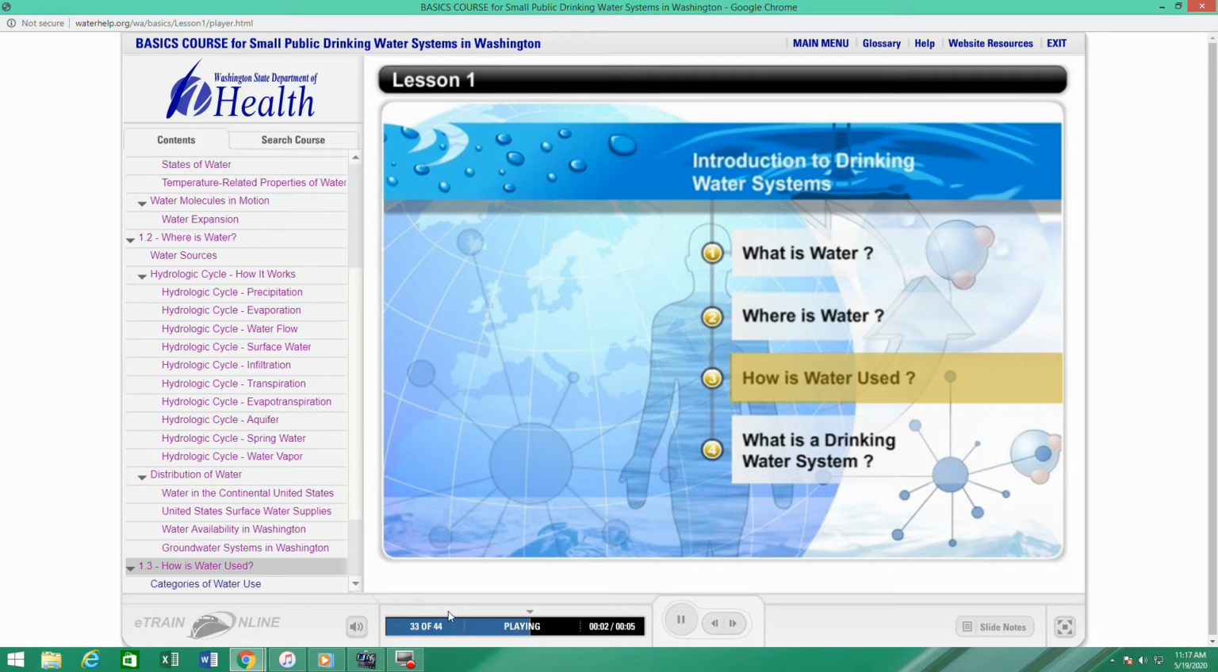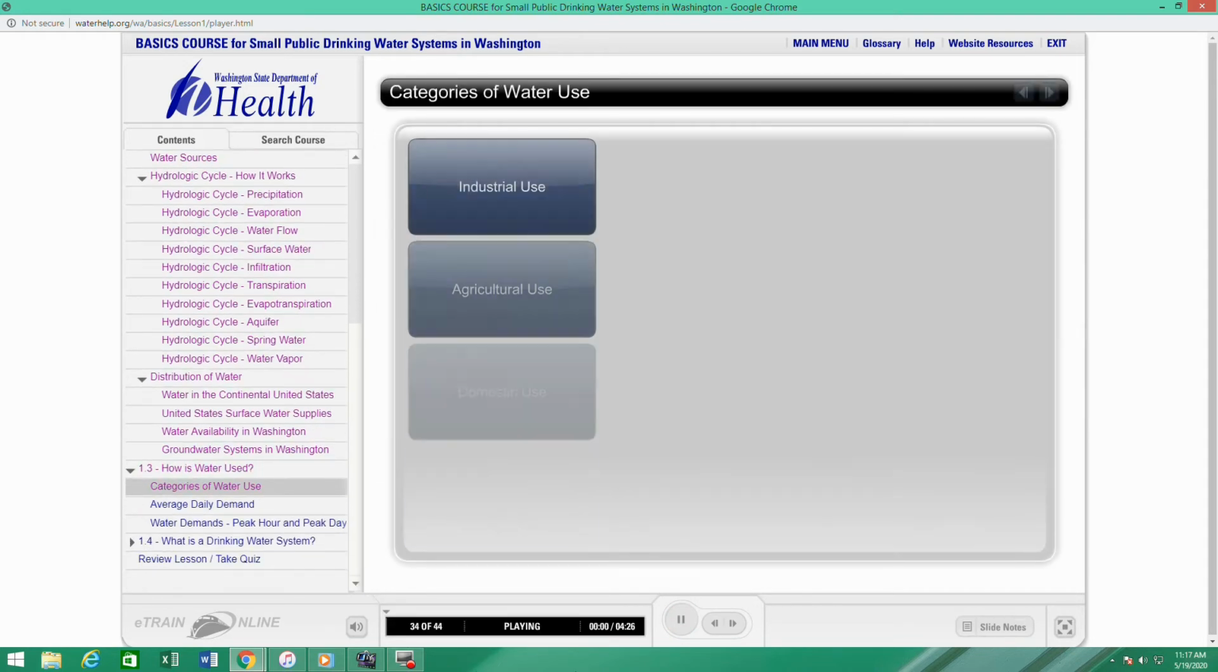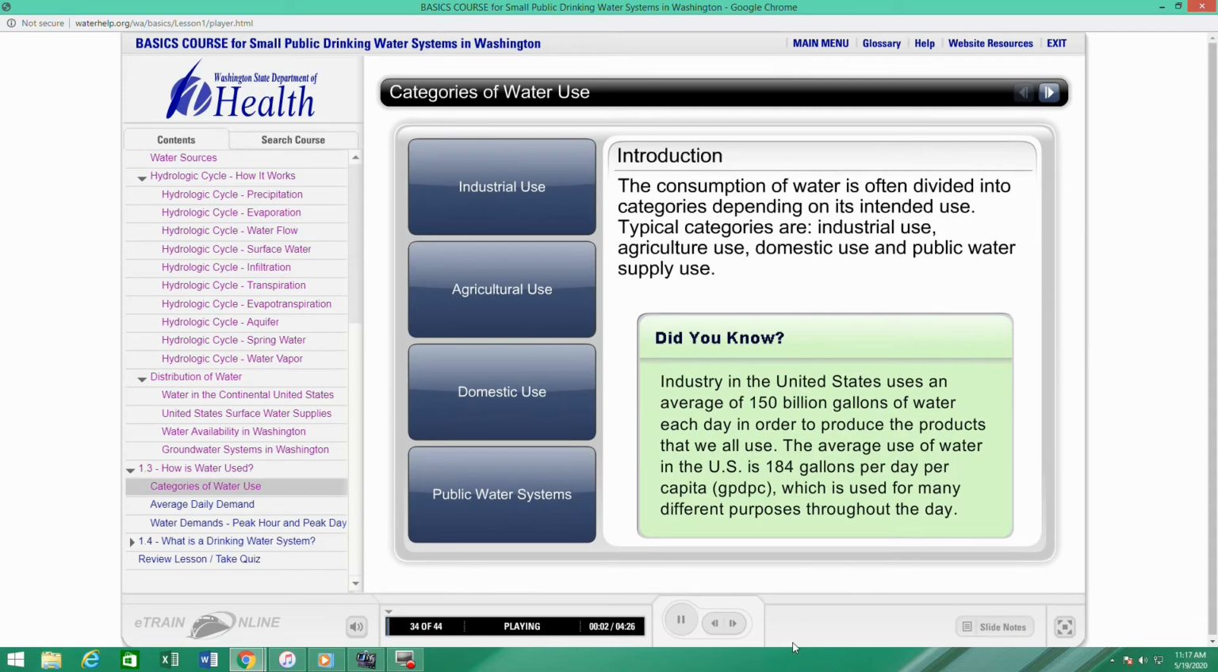Section 1.3, How is water used? Categories of water use. The consumption of water is often divided into categories depending on its intended use. Typical categories are industrial use, agricultural use, domestic use, and public water supply use. Did you know? Industry in the United States uses an average of 150 billion gallons of water each day in order to produce the products that we all use.